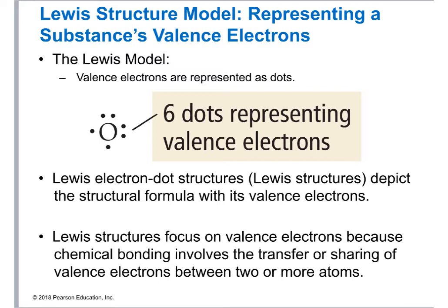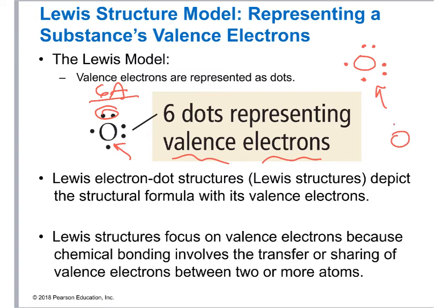So Lewis dot structures use dots around the symbol of the element, and the dots represent the valence electrons. Okay, so only the valence electrons. As you know, oxygen is in group 6A on the periodic table. It has 6 valence electrons, and the general rule for drawing a Lewis dot structure is you put 1 electron on each of the 4 sides of the element before you start pairing them up. Okay, so you would portray oxygen like this.